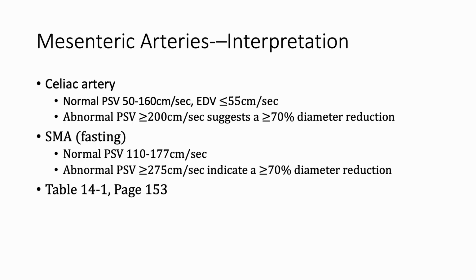SMA fasting. Normal peak systolic velocity is 110 to 177 centimeters per second. Abnormal peak systolic velocity for a fasting SMA is greater than or equal to 275 centimeters per second. That will indicate a greater than or equal to 70% diameter reduction.